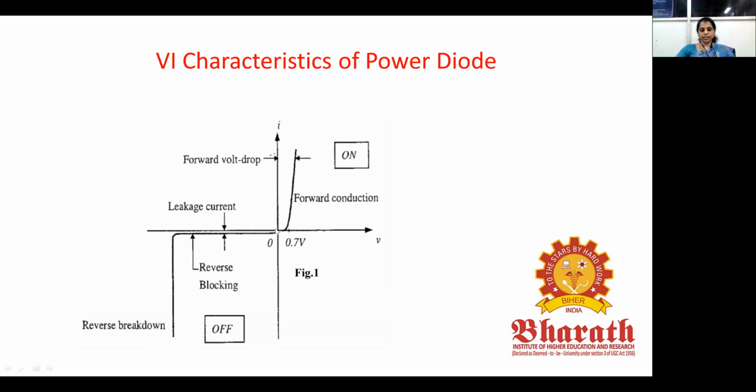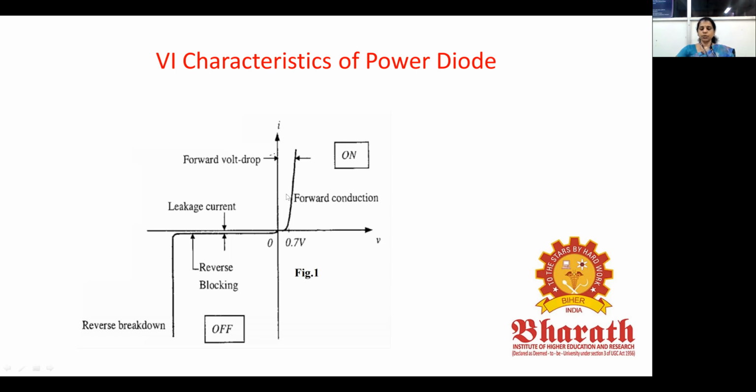You can see that until the voltage reaches 0.7 volts, the current remains zero. After it reaches 0.7, only then your diode starts conducting. Until then, it is said to be in the off condition. Once it reaches the cut-in voltage, the switch will be turned on, and then the current gradually increases. This area we call the forward conduction mode. This is the forward biased condition of the power diode.